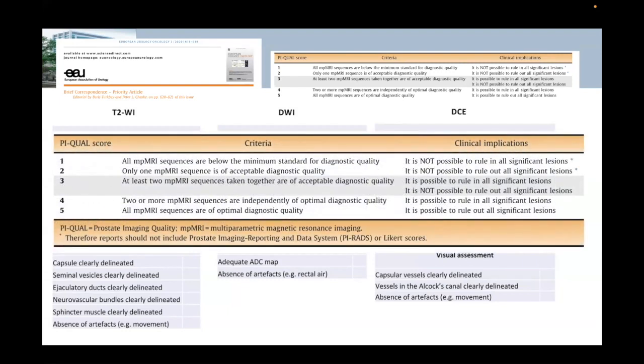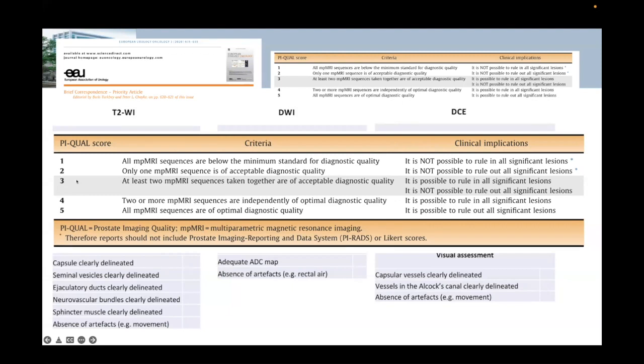And the PI-QUAL score, as I said before, is a 1 to 5 scale. As you can see here, if we start from low PI-QUAL scores, meaning 1 or 2, the first thing we have to see is that for a PI-QUAL score of 1, none of your sequences are of diagnostic quality. While a PI-QUAL score of 2 means that only 1 of the 3 sequences is of acceptable diagnostic quality. But the most important thing here is the clinical implication that it will not be possible to rule in and rule out all significant lesions, meaning clinically significant prostate cancer. So in this case, you should not include PI-RADS or Likert if you're using Likert scores.